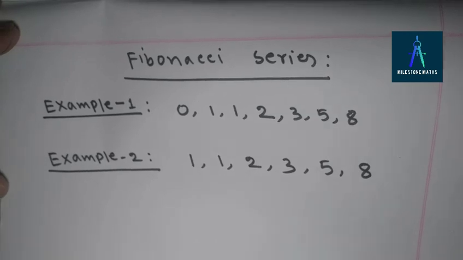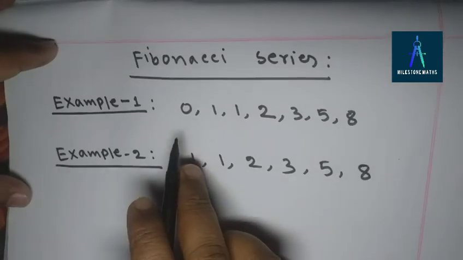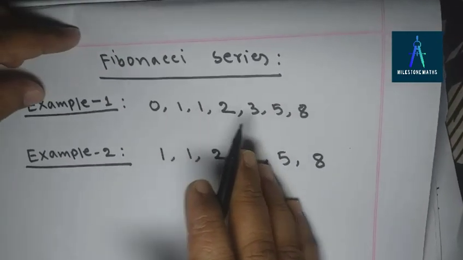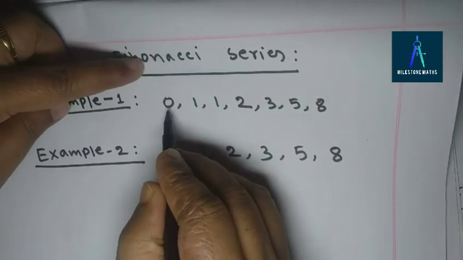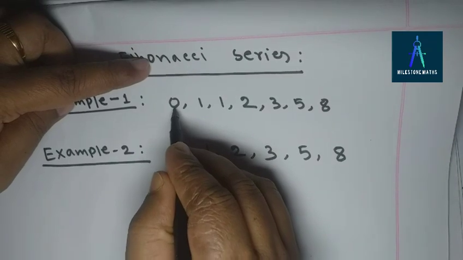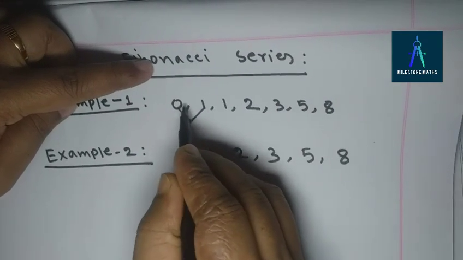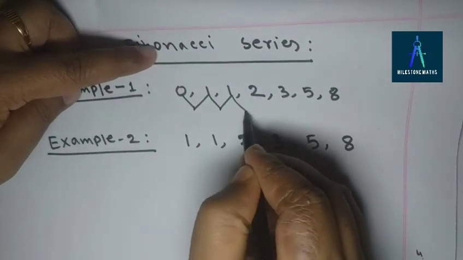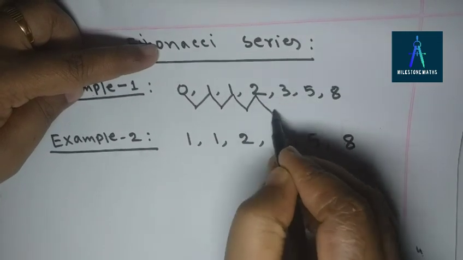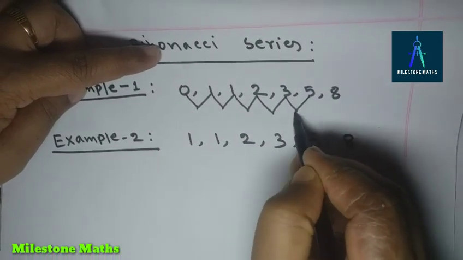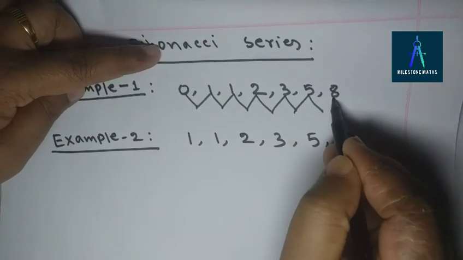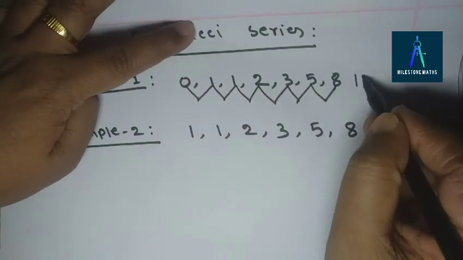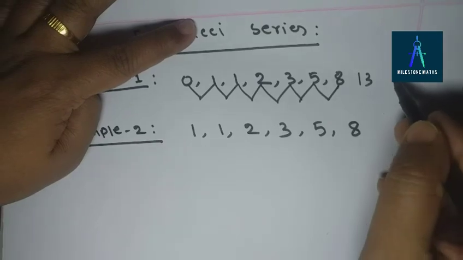Okay, student, if you observe example 1, what can you see here? You can see a number series. What is the characteristic of this series? If I add the first two numbers, we get the next one. 0 plus 1 is 1, and 1 plus 1 is 2, and 1 plus 2 is 3, 2 plus 3 is 5, and 5 plus 3 is 8, 8 plus 5 is 13. And what next? We will get the next.